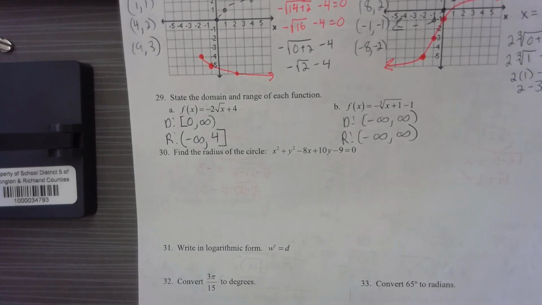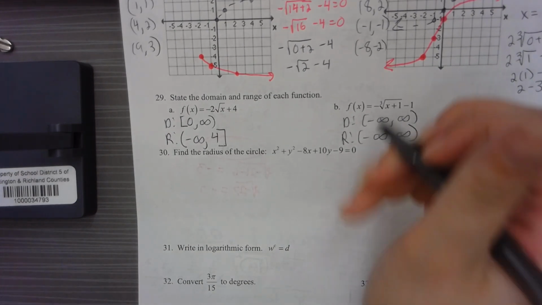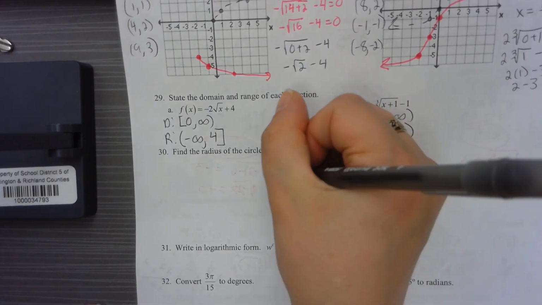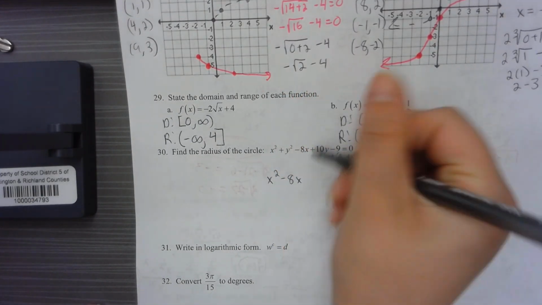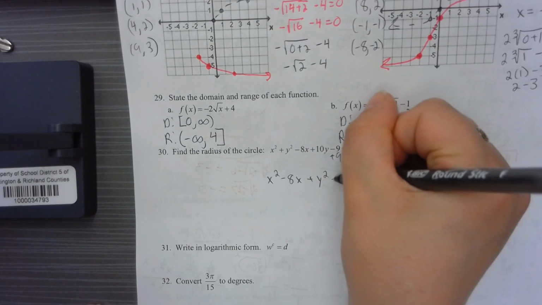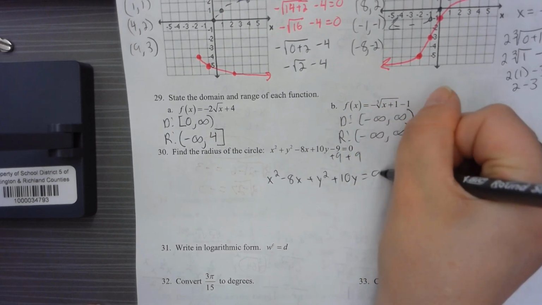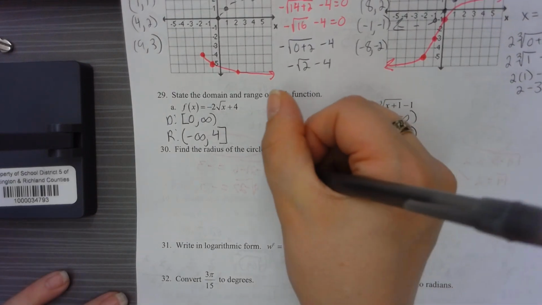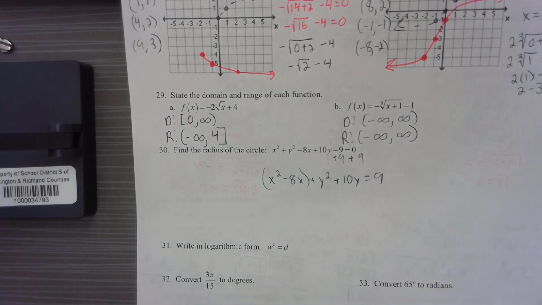Okay. We want to find the radius of the circle, so we need to simplify this. So we would add 9 to both sides, and I'm also going to rewrite this. So this would be x squared minus 8x plus y squared plus 10y equals 9. So then we want to do new parent function.